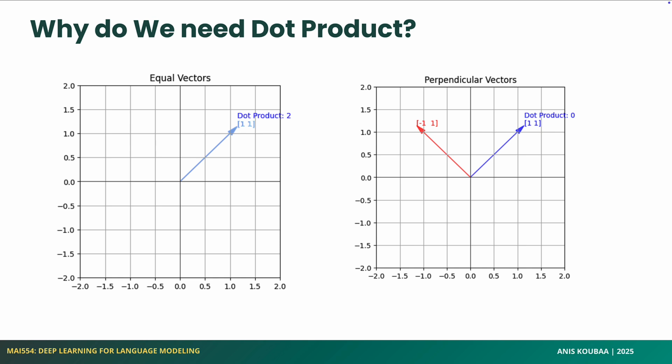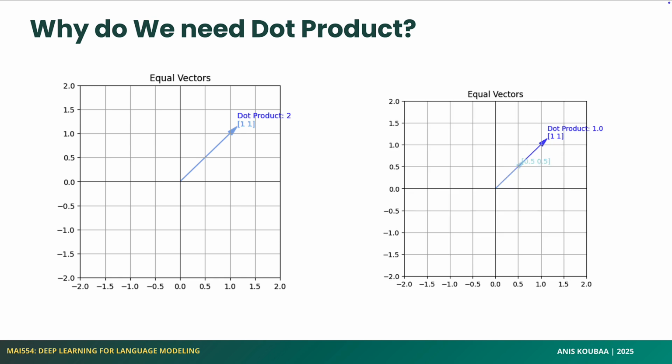Let's take the other extreme case. Two vectors are identical. I have a vector 1, 1 and another vector 1, 1. The dot product is 2. It's positive and high. Let's make more observations. I have two vectors, 1, 1 and 0.5, 0.5. They have exactly the same direction, so the relative angle between both is 0, but they have different magnitude.